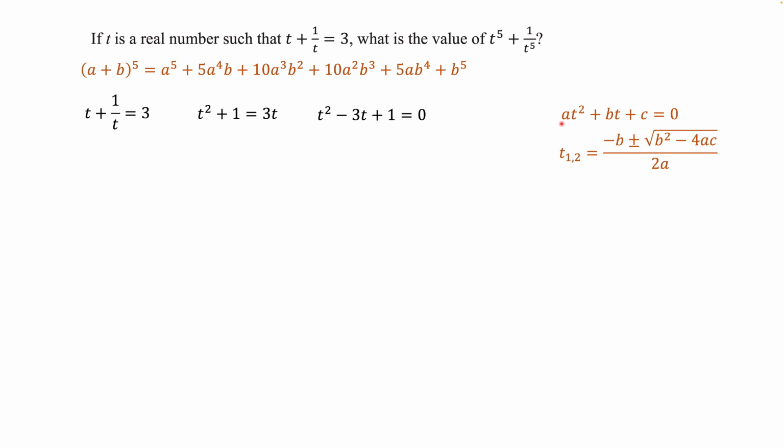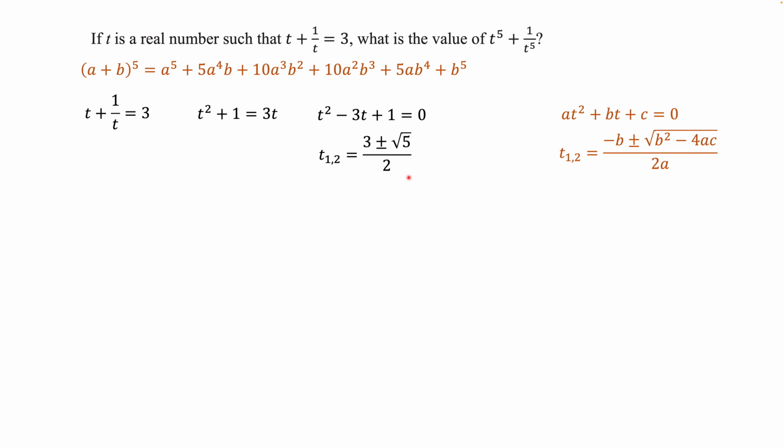So if I have an equation, a t squared plus b t plus c, where a, b, and c are constants, these are the solutions. These are the roots of this equation. There are in general two roots, one with plus sign, one with minus sign. So in our case, a will be 1, b will be minus 3, and c will be 1. If you plug those numbers here, we get two roots. One is 3 plus square root of 5 over 2. The other is 3 minus square root of 5 over 2.